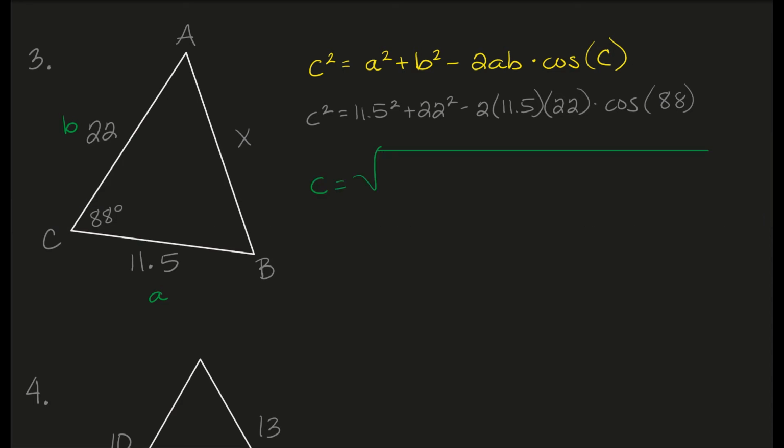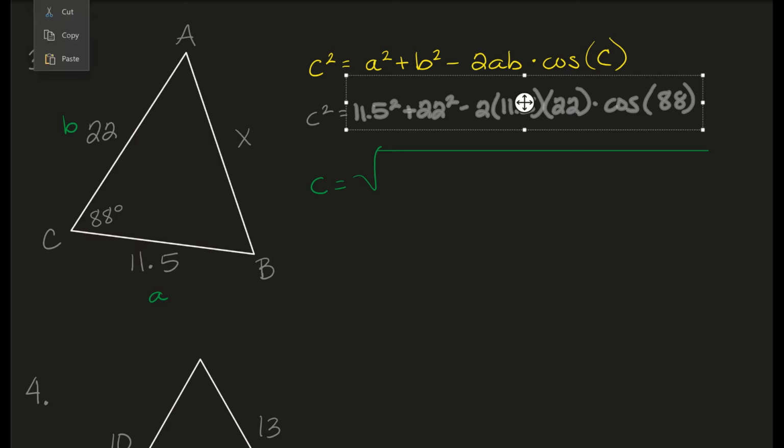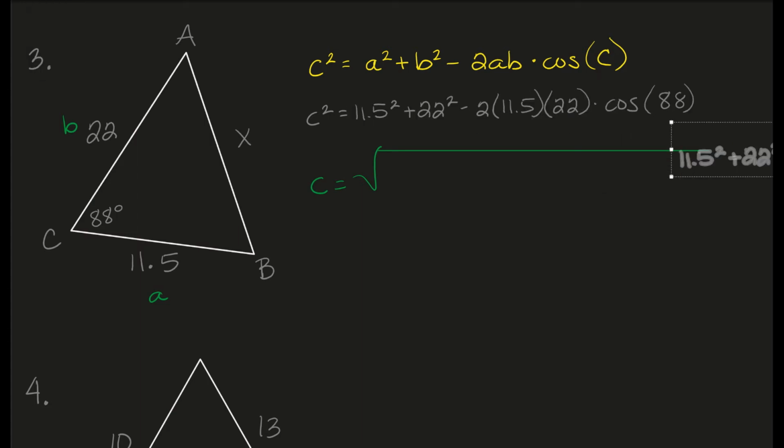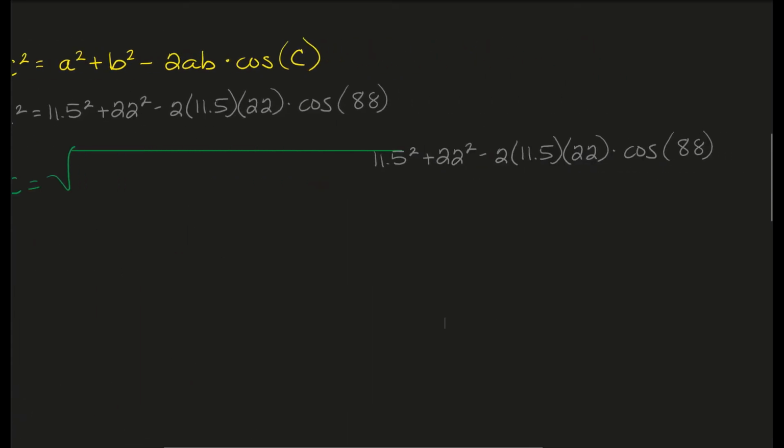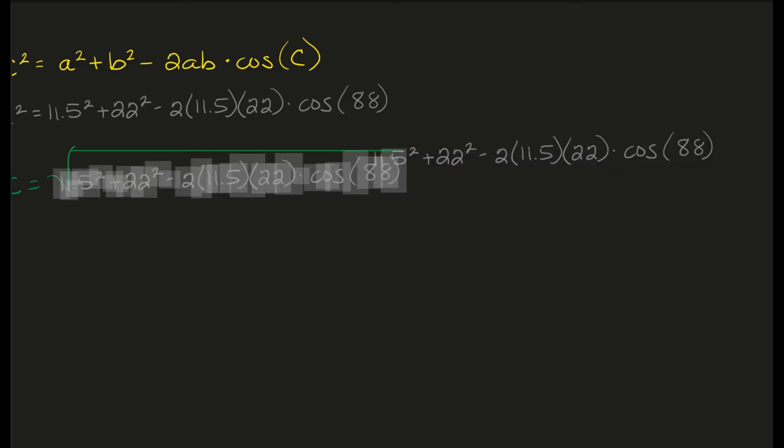All right, and since I'm on my Surface, I can do this fancy little thing here. We're just going to take this and copy it, and then paste it. Look at there. And now I'll take it and put it under my square root.